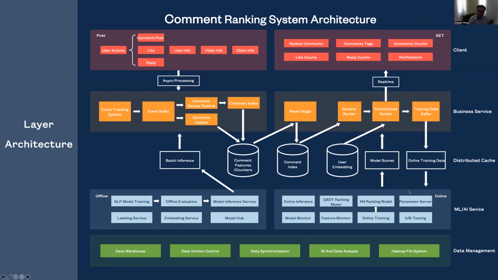One thing to highlight is that between the AI service layer and the business layer, there's a distributed cache. What the distributed cache does is separate those two services, so that even if something goes wrong with the machine learning service, the model score, the user embedding, and the common features can still be accessible by the rankers. Even if there's something wrong with the backend, the user can still see comments, still get model scores, and still get reasonable ranking.